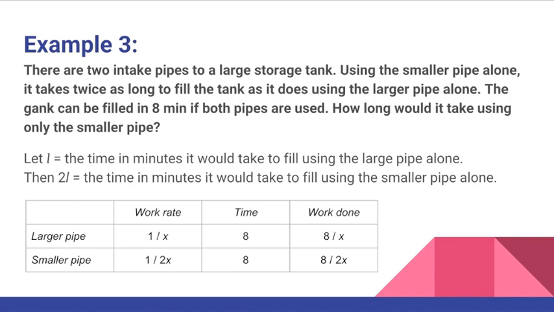So for the larger pipe, the work rate is going to be, oh gosh, I switched my variables here. Sorry about that. I was using L and now I've got X's here. So the work rate is going to be 1 over L. The time is going to be 8 minutes because we want to know how much will be filled in 8 minutes. And then the work done, we just multiply the rate times the time. And similarly for the small pipe, for our work rate, we're going to have 1 over 2L, or 1 over 2X if you're looking at my screen. Time again is 8, and work done, we're just going to multiply the rate times the time to get 8 over 2L.